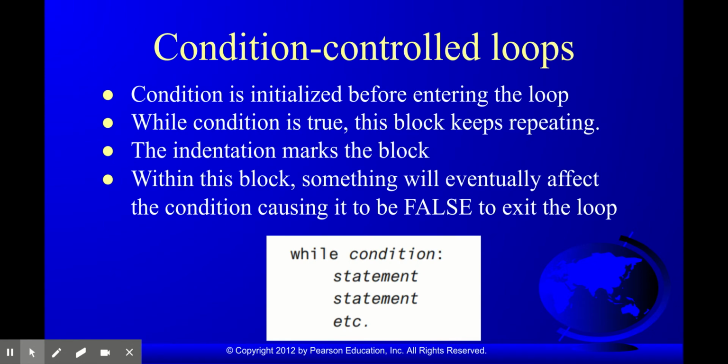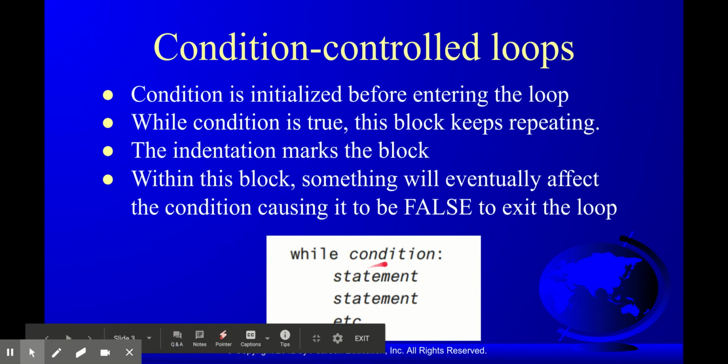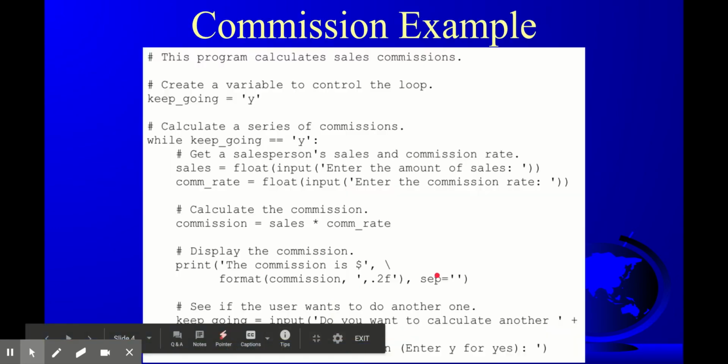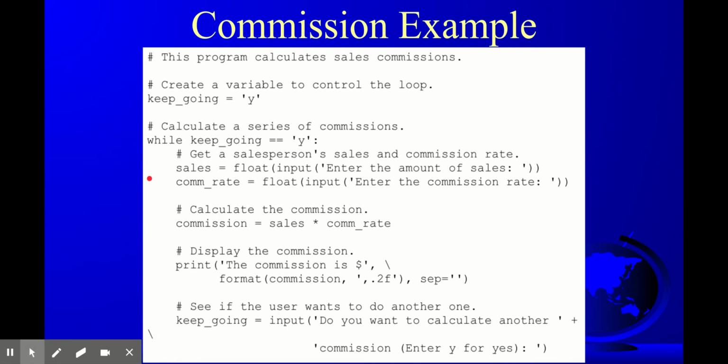Again, it's a condition, and then it's always followed by statements. If the condition is false, that's when it exits the program or the loop. So this is a commission example. This program calculates sales commissions. So it will keep going.